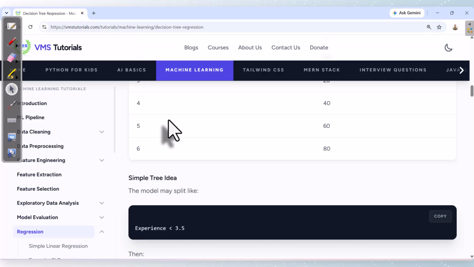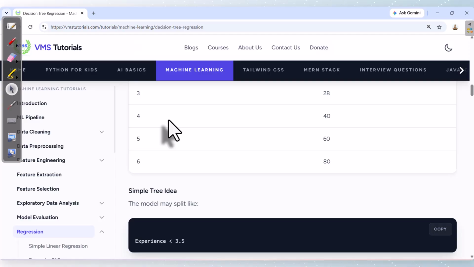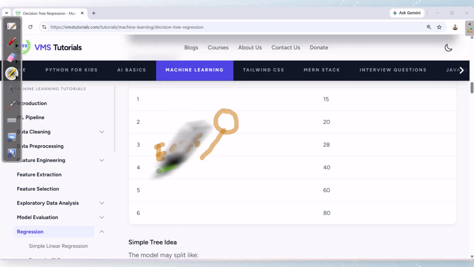For the simple tree idea, the model may split like experience less than 3.5. Try to understand: the tree is going to be split based on the split point, experience less than 3.5. So one tree will be created. If experience is less than 3.5, it's one kind of split, and if it is greater than 3.5, it's another kind of split.